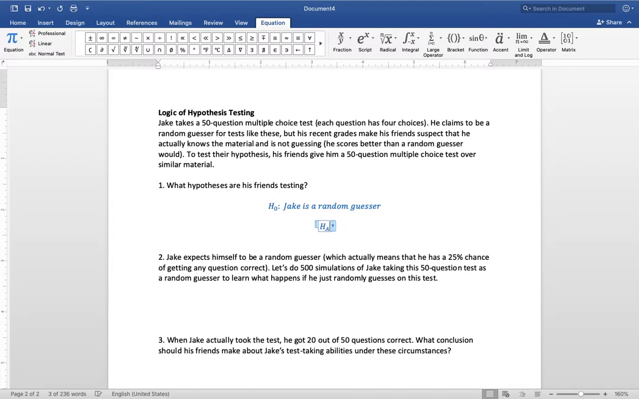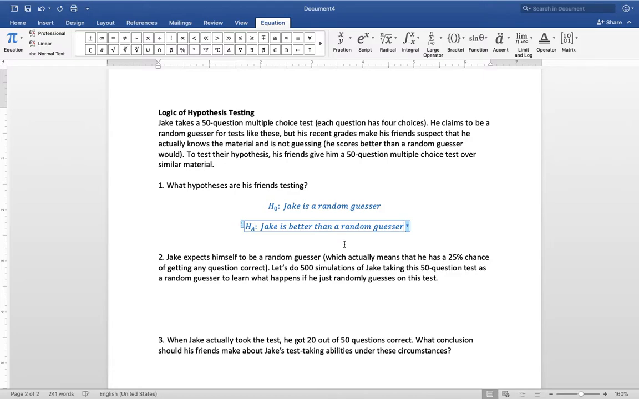What is the alternative hypothesis? In other words, what's their alternative explanation if Jake is not a random guesser? Well, according to what they think, if Jake is not a random guesser, then Jake is better than a random guesser. They could have said Jake is worse, but they think he scores better than a random guesser normally would. So that's their null hypothesis, and that is their alternative.